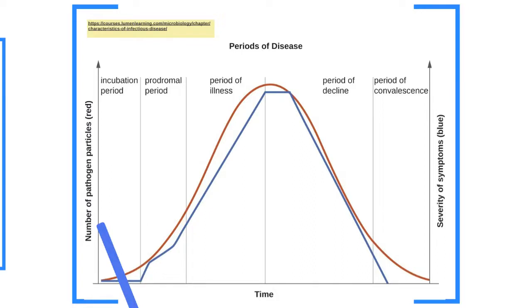And as you get to the peak of your illness, the organisms quickly decline. In the period of decline, you start to feel better, and the symptoms go down dramatically, but then there's a period of convalescence, and that is generally when you feel fine, but maybe you're just a little bit tired. You'll see that the organisms are still in place.